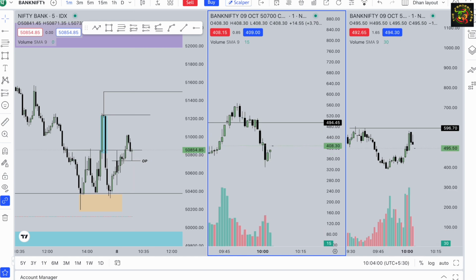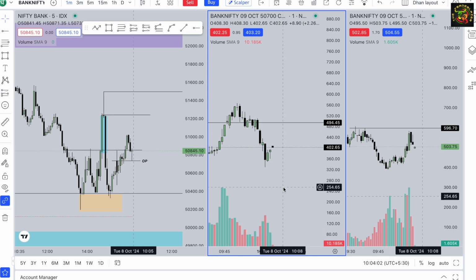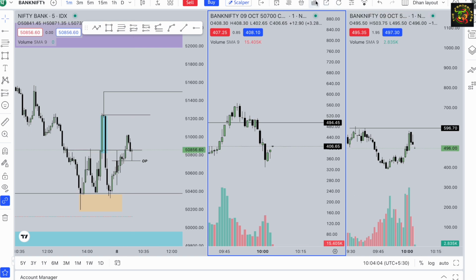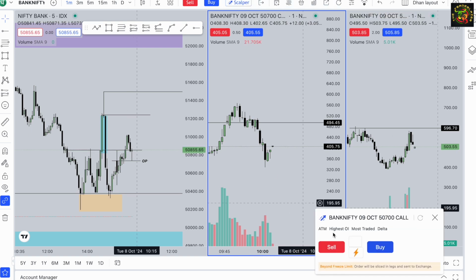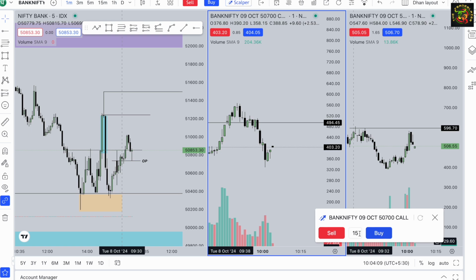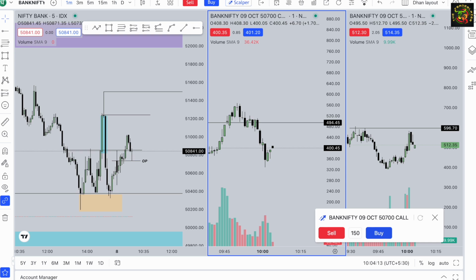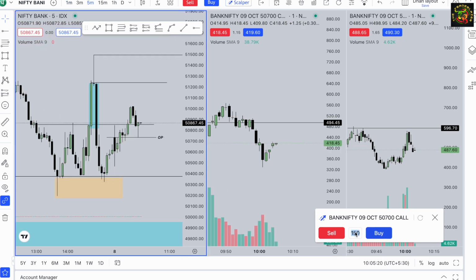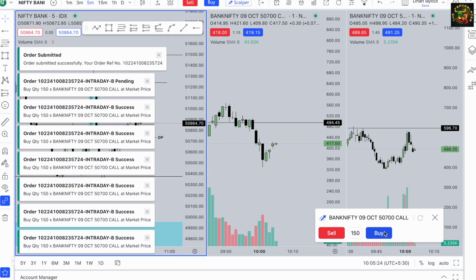You can see that it touched the opening price and there is a sharp rejection from the bottom, which indicates a long entry from here. I'll try to enter here into the 50,700 call. I'll try to buy here 150 quantity of the 50,700 call, guys. Just bought, and we'll see how this trade goes on from here.